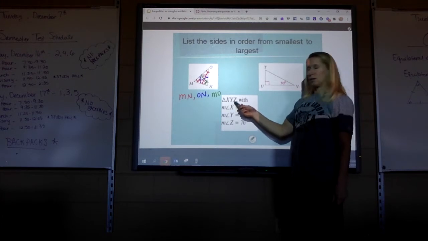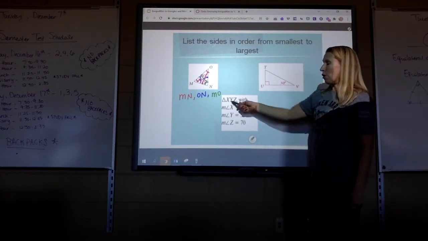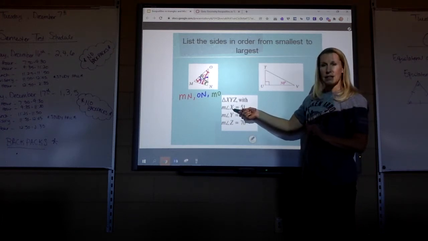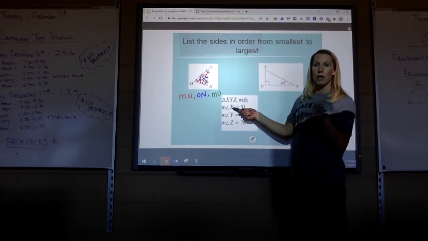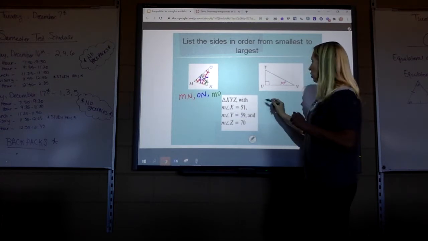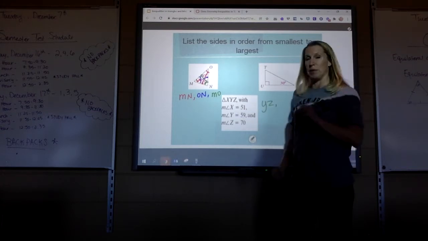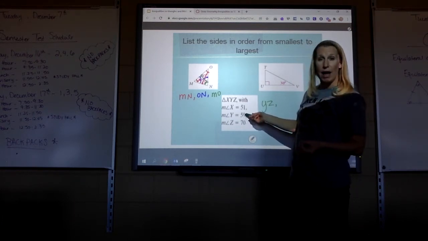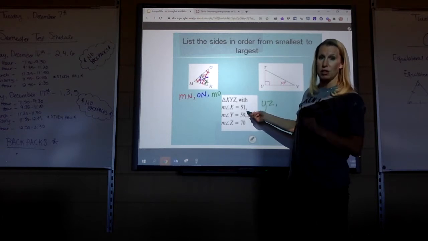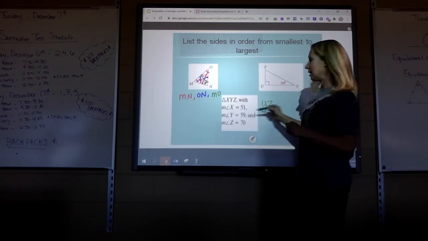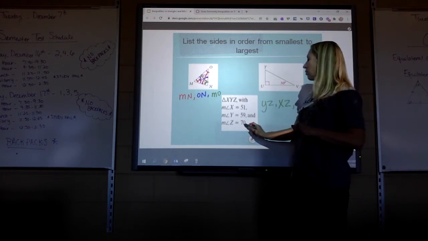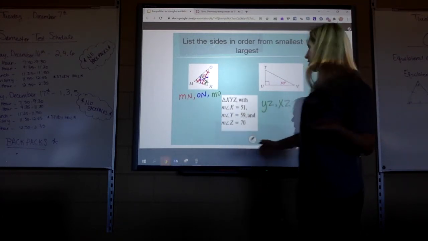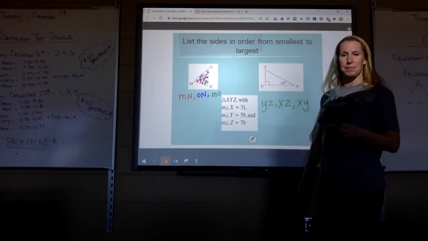So this is triangle XYZ. You know the three letters. Your smallest angle is angle X. What are the other two letters in the triangle? YZ. That would be your smallest side. The second smallest angle is Y. What are the other two letters in the triangle? XZ. And then your biggest angle is Z. So your longest side is your other two letters, XY.